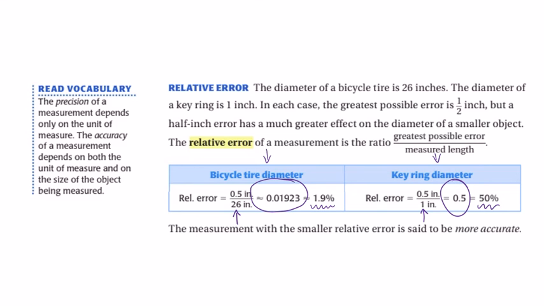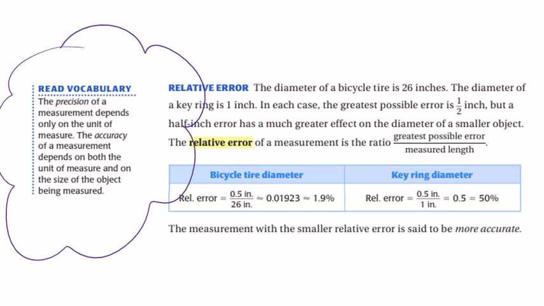So the measurement with the smaller relative error is said to be more accurate. That means the bicycle tire, in this case, is more accurate. And if we look at our note on the left here, precision depends only on the unit of measure, whereas accuracy depends on both the unit of measure and on the size of the object being measured. So accuracy depends on a little bit more.